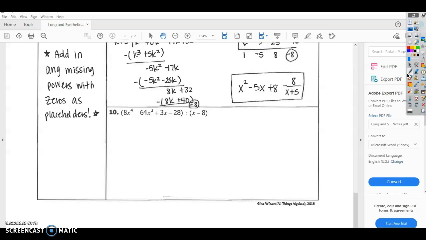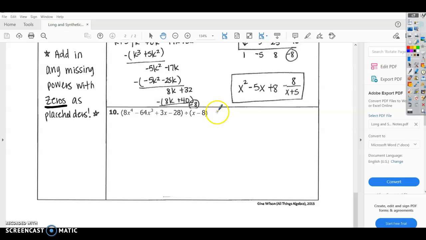All right, let's do one more example of polynomial division with a missing power. If you look, number 10 has a fourth power, a third power, no squared. It does have a first power and a constant term, so it's missing a quadratic term. Again, add in any missing powers with zeros. So we want to add in a 0. So this time let's just do synthetic division.